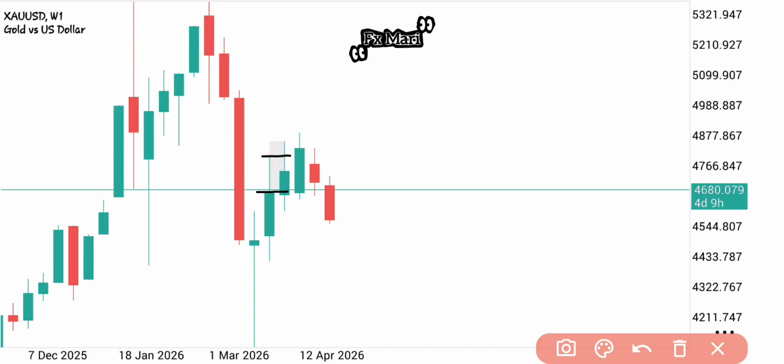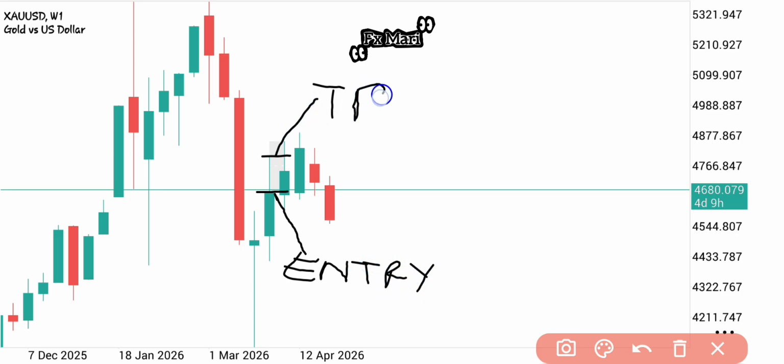A bullish candle closes at the top and it opens at the bottom, right? So our close of the previous candle is acting as our what? Is our entry, and our upper wick is acting as our target point or TP.